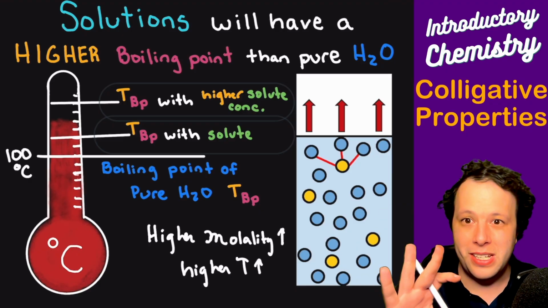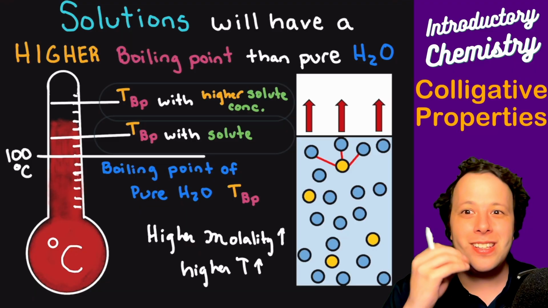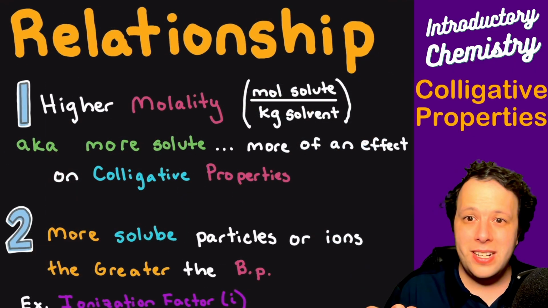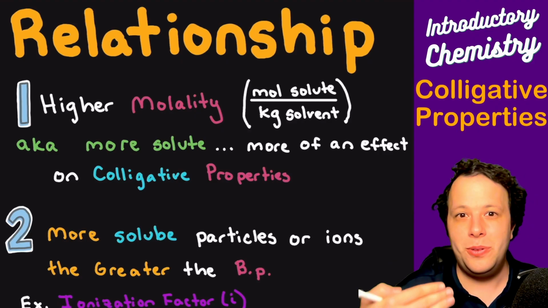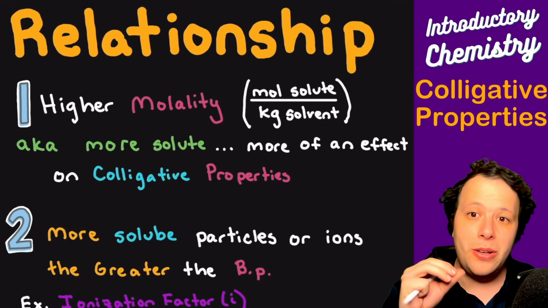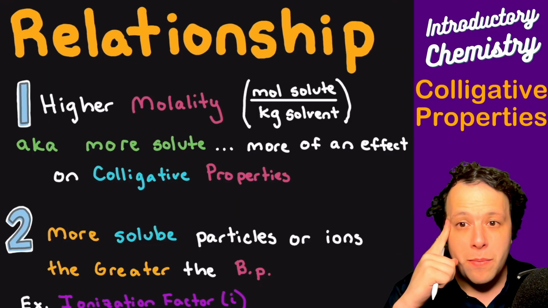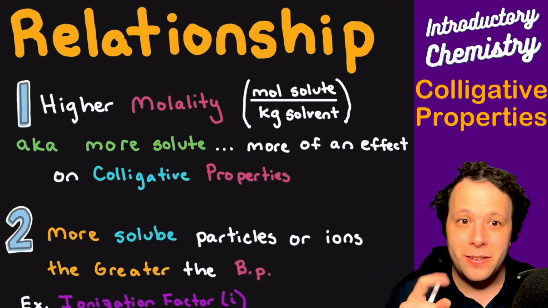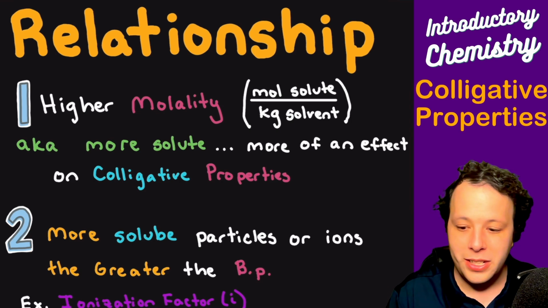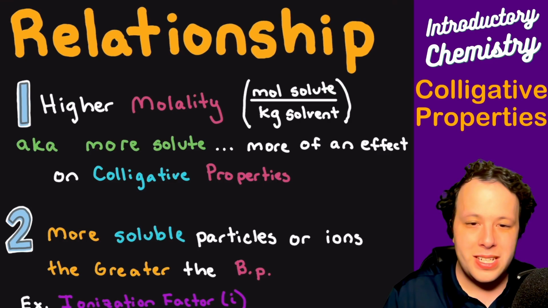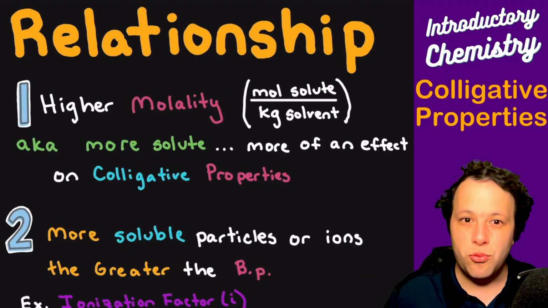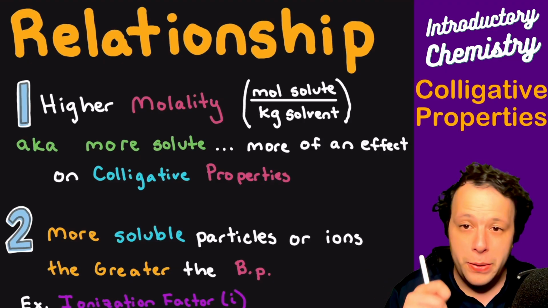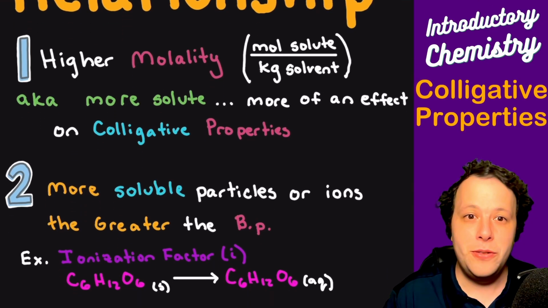So let's take a look at all the concepts we need here to be able to determine colligative properties and how they affect things. The first concept was that higher molality, aka more solute, has a big effect on colligative properties. Now, this isn't the only thing we're looking at. We have to remember that solubility is important as well, meaning how these different molecules end up breaking apart in solution. One thing to think of is the more soluble the particles or ions are, the greater the boiling point. So what we have to do is understand how we can write solubility equations.